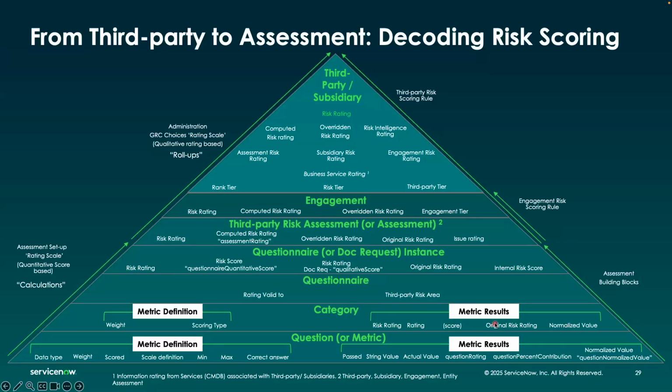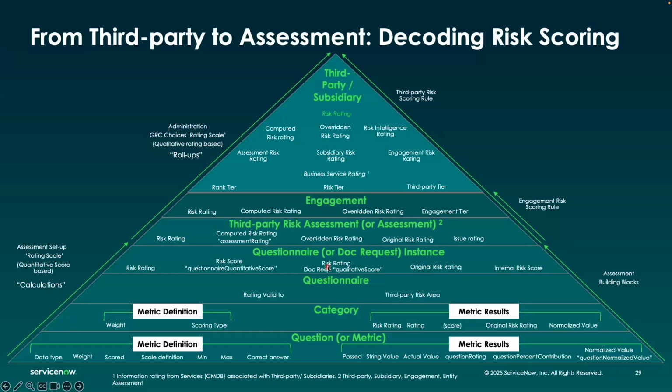Original risk rating. In case the risk rating is overridden by the third-party risk manager, the original risk rating is stored in this attribute for future reference during the assessment. Next, questionnaire instance or document request instance. I'm moving to questionnaire instance or document request instance because the questionnaire by itself and the attributes that it supports at the definition level are self-explanatory.